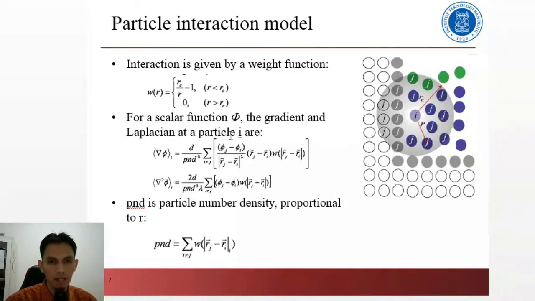As for the scalar function psi, the gradient and Laplacian at particle I are calculated using these formulas. The first one is the gradient. This is the weight function, this is the unit vector, and this is the gradient calculation. We have D for the dimension; for example, for 2 dimensions we put 2, or for 3 dimensions we put 3. The particle number density is calculated using this formula. And this is the Laplacian equation.